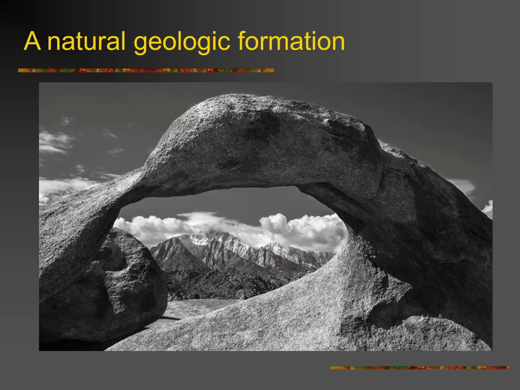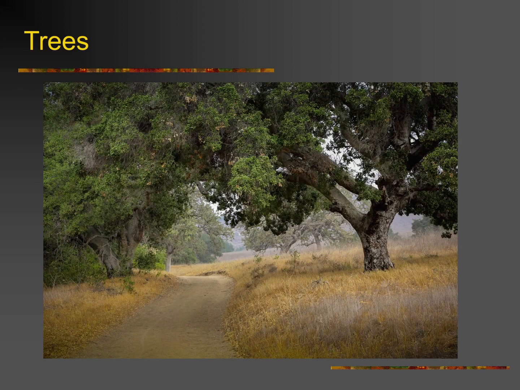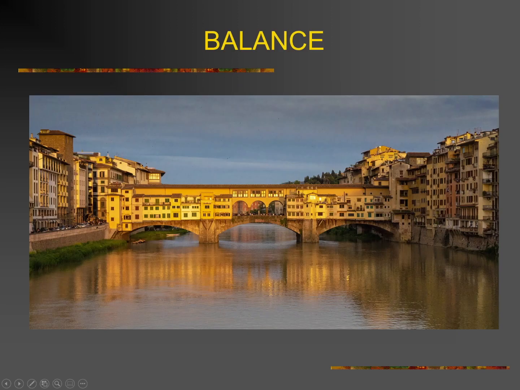You can use natural geologic formations to frame a point of interest, such as Mobius Arch here in the Alabama Hills, or trees, which commonly act as frames and are usually all around us.